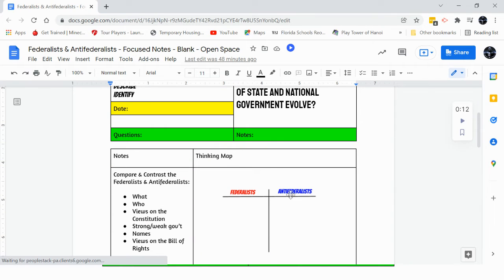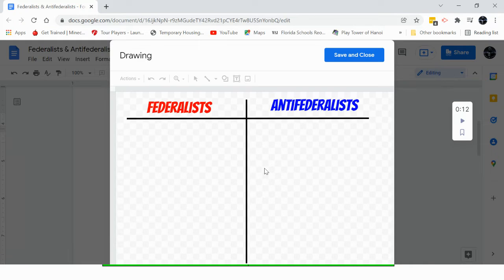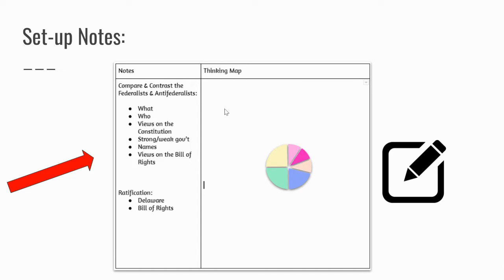You'll also notice that there is a Google Draw already there for your thinking map. And so if you double click on this, you'll be able to take some of your notes. So you may want to pause it here and get set up because you'll take your notes here. Now, the thinking map and everything is in there for you. So that's already set up.